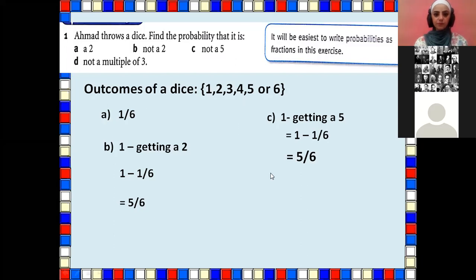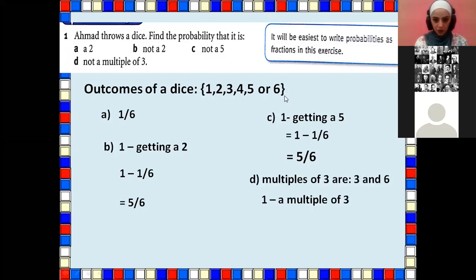Not a multiple of 3 will be 4/6. What are the multiples of 3 in the outcomes? 3 and 6. Only 3 and 6 here are multiples of 3. So 2 of them, so how much is left? 4/6. Yes, excellent, Hazem. So again, the multiples of 3 here are only 3 and 6. You know, the multiples are the numbers in the multiplication table of 3. So 1 minus getting a multiple of 3, or 1 minus 2/6 is 4/6, or in simplest form, 2/3.